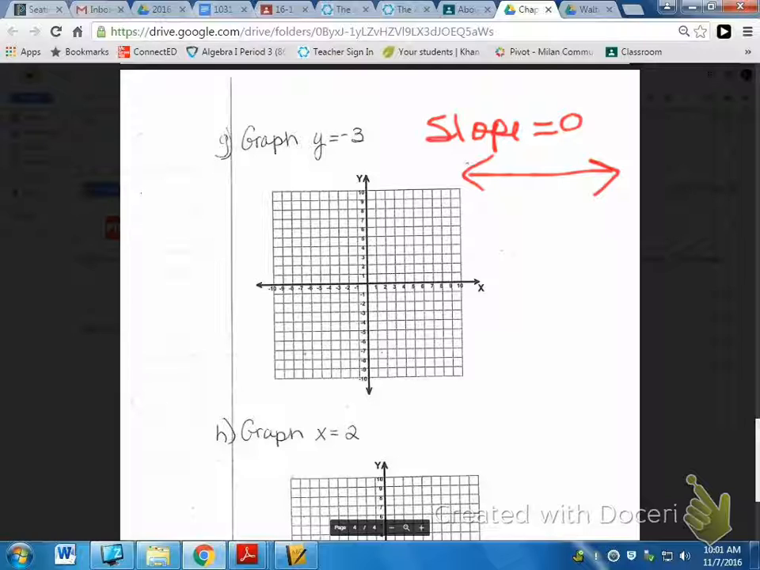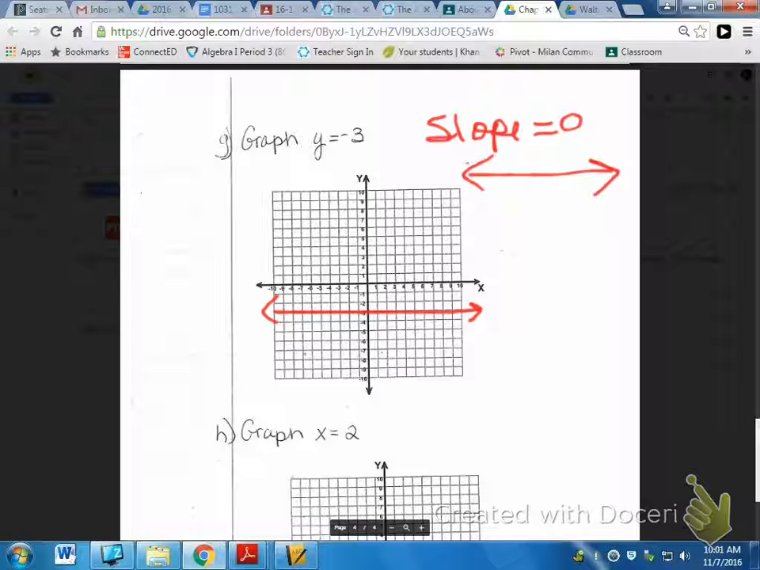So y equals negative 3 just means that every y is negative 3. Plus, we already know it's going to be horizontal. So you go down there to negative 3, and it would be this line right here. That's the line of y equals negative 3. It's got to be a 0 slope because the x fell out. And every y is negative 3. That is a horizontal line when the slope is 0.